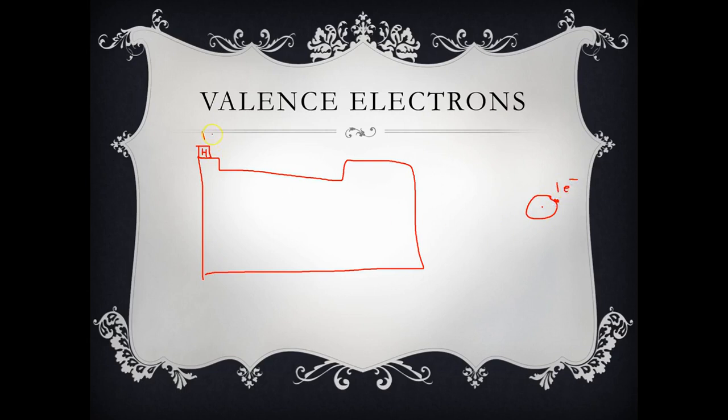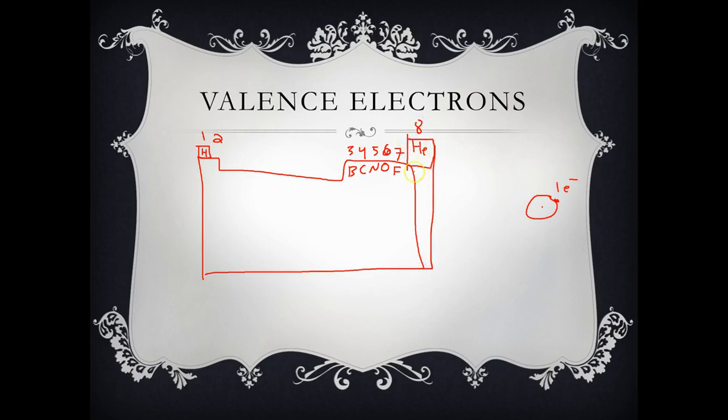All right. If you go to the next column, these columns are called families or groups or columns. The second one is going to have 2 valence electrons. Group 3 is over here by boron. It's going to have 3. Carbon family is going to have 4. Nitrogen is going to have 5. Oxygen, oops, that's a 6 there. Oxygen is going to have 6 valence electrons. Fluorine, the halogens are going to have 7 valence electrons. And then helium and the noble gases will have 8 valence electrons.